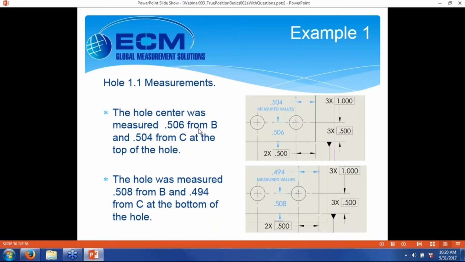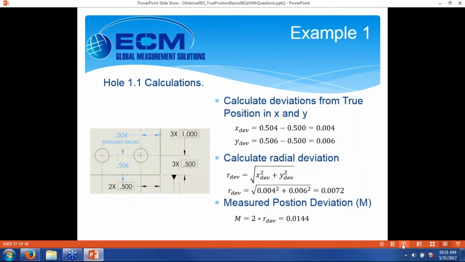At the top of the hole, then all the way down at the bottom of the hole, it was measured at 0.508 from B and 0.494 from C. So we're going to have to do the calculations twice to make sure that the hole is correct. Calculate the deviations from the true position: you take your measured value for the position minus your design value, the nominal value from the print.